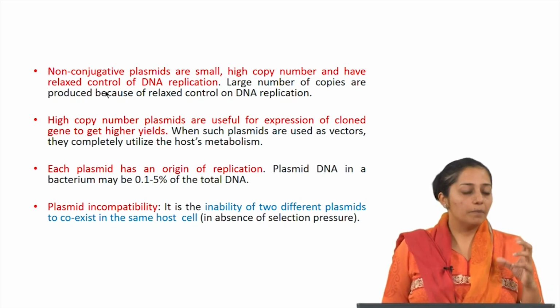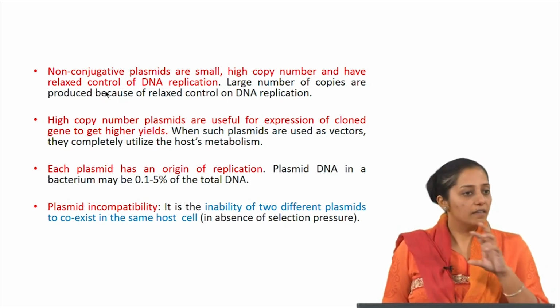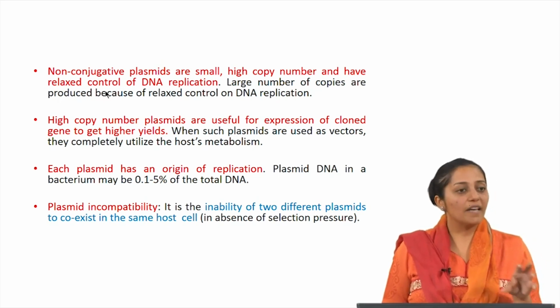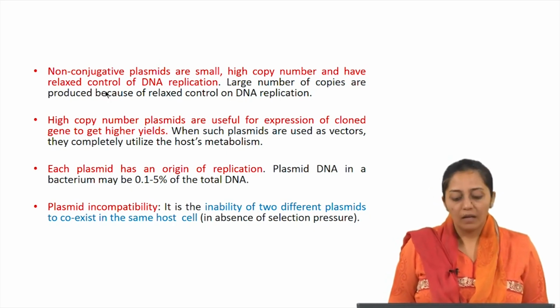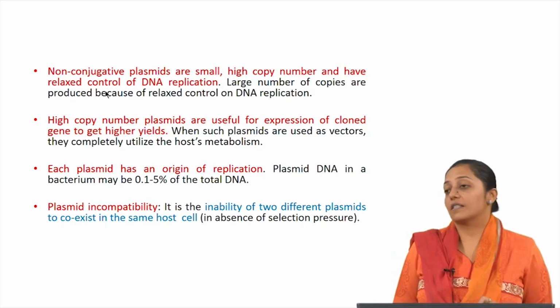Like in plant transformations, binary vectors like pCAMBIA can get expressed in E. coli as well as multiply in E. coli as well as in Agrobacterium. When such plasmids are used as vectors, they completely utilize the host metabolism.